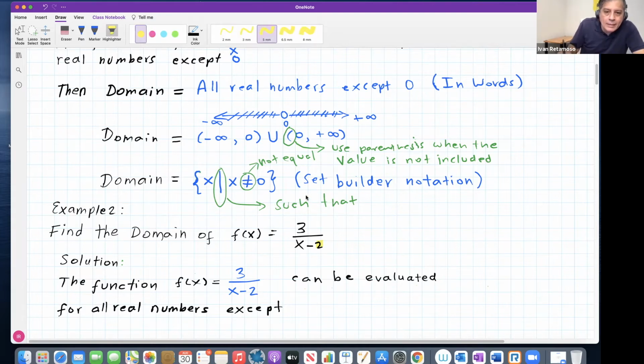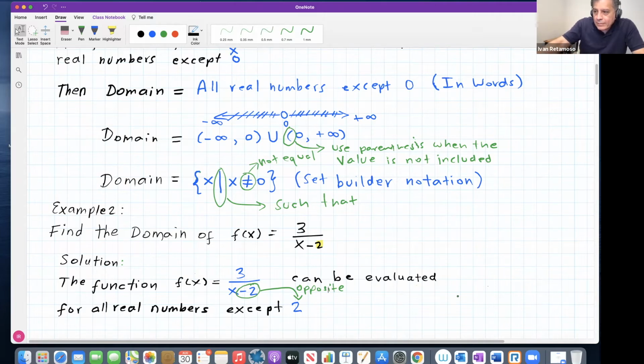Except 2. Now, how do you catch these efficiently, quickly? Just look at the opposite of this, okay? So this is minus 2. You get the opposite. Opposite, 2. So that's the one that we're going to take away from the real number line.